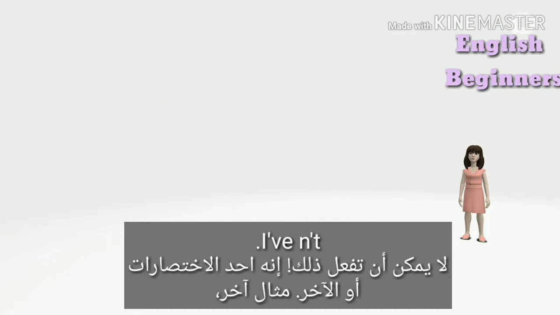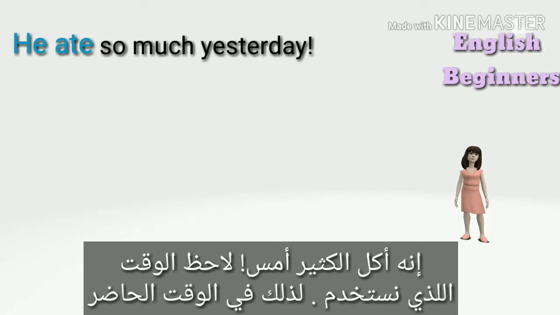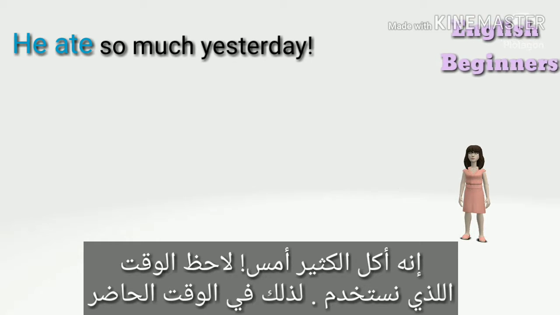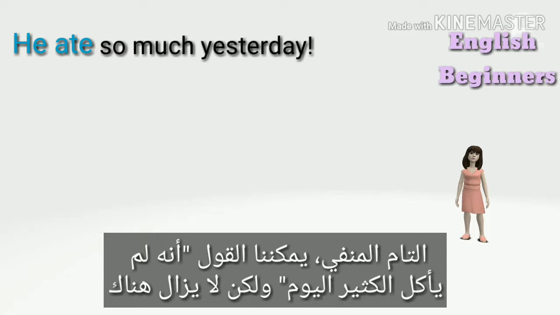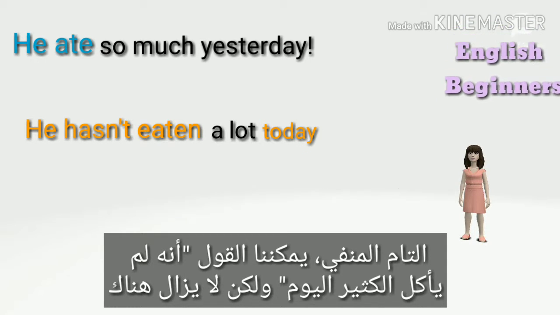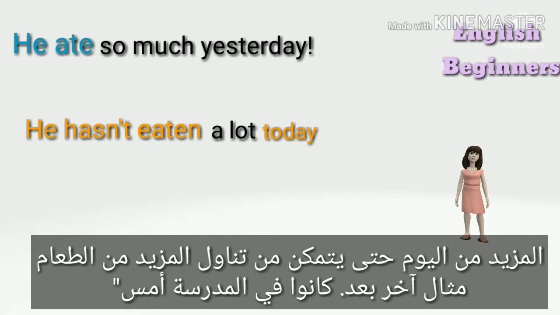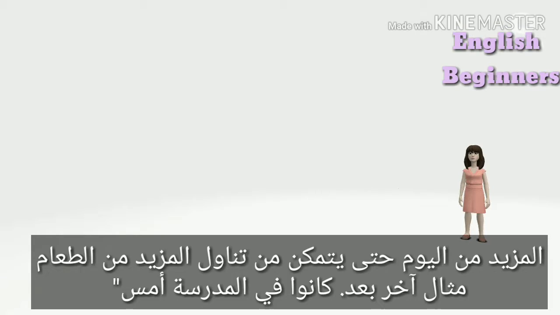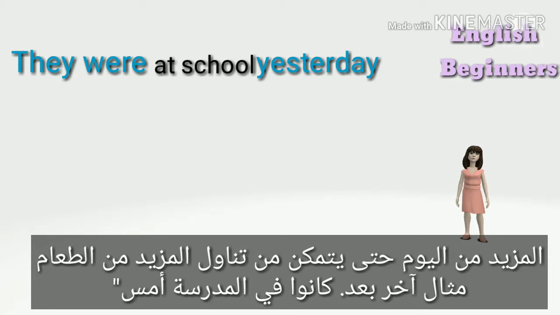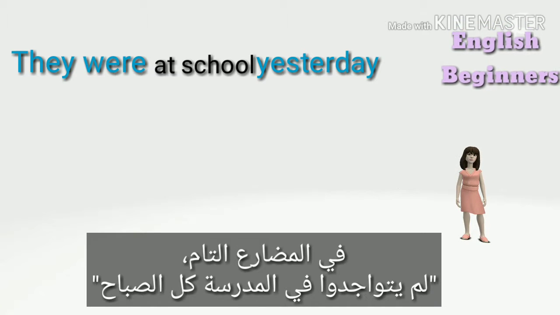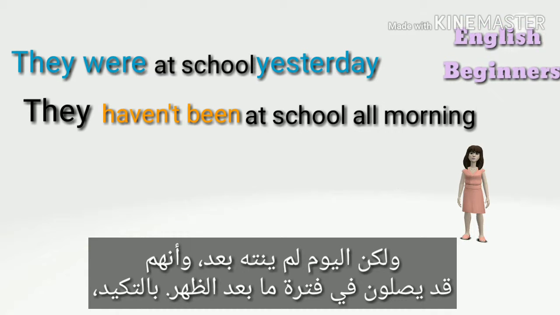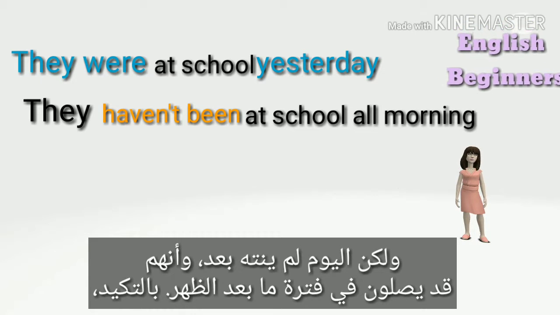Another example. He ate so much yesterday. Notice the time word that we're using. So in present perfect, negative, we can say he hasn't eaten a lot today. But there's still more day, so he could eat more food. One more example. They were at school yesterday. In the present perfect, they haven't been at school all morning. But the day's not finished yet, and they may arrive in the afternoon.